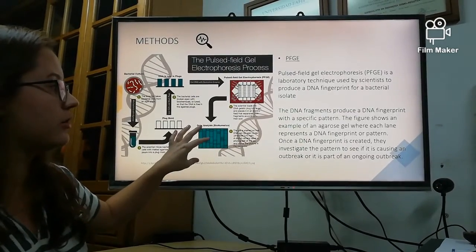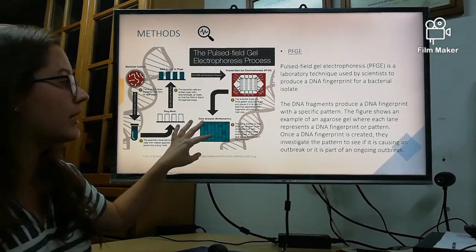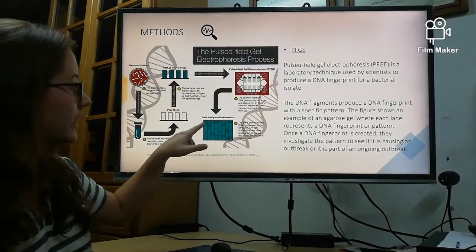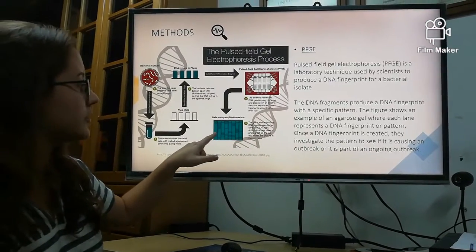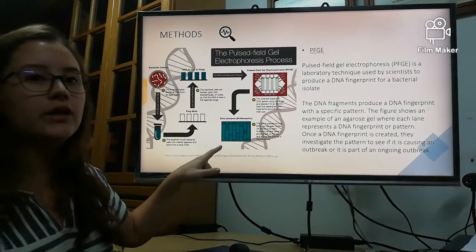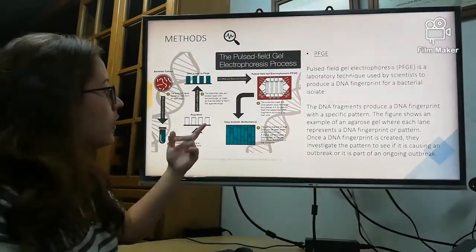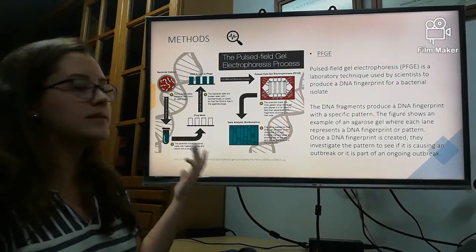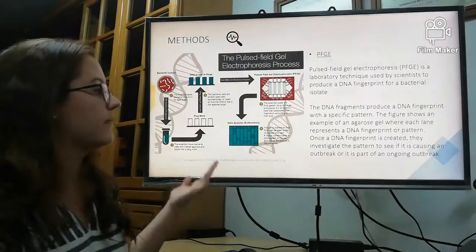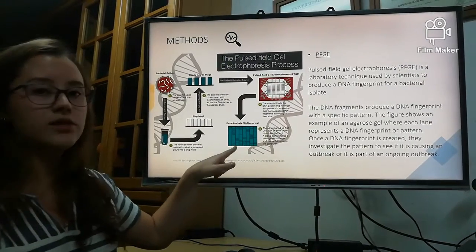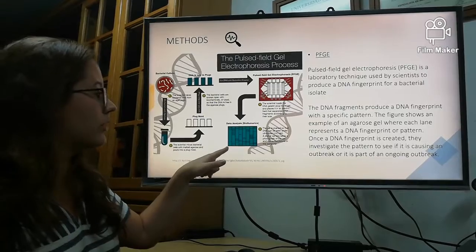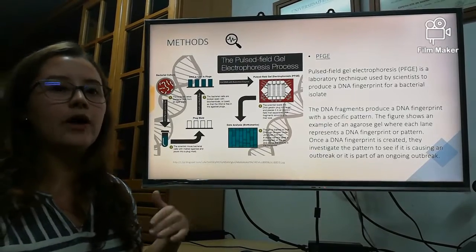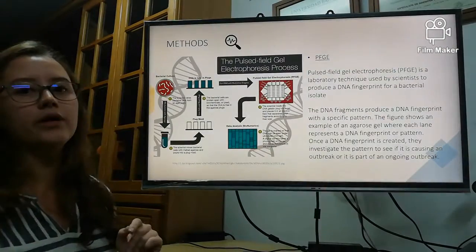The figure shows an example of an agarose gel where each lane represents a DNA fingerprint or pattern. Once a DNA fingerprint is created, they investigate the pattern to see if it is causing an outbreak or if it is part of an ongoing outbreak.